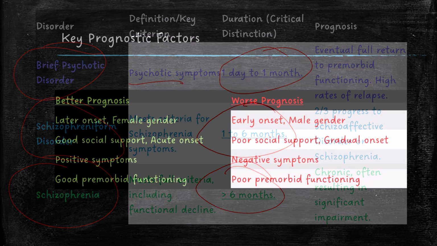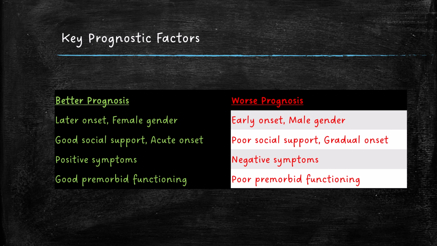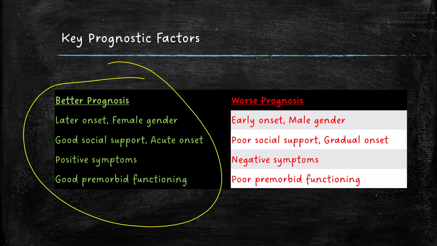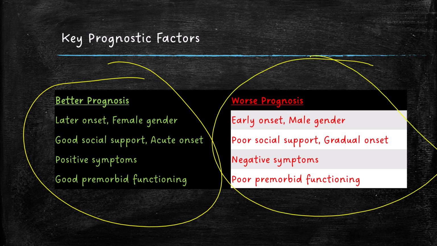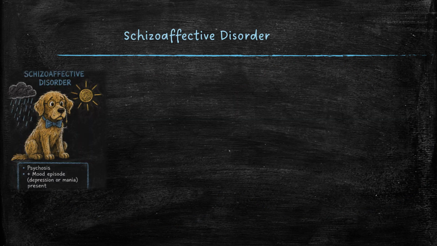I get a question on what makes someone's prognosis better or worse, so I do recommend you read through this list. For a better prognosis, there is going to be a later onset, female gender, good social support, acute onset, positive symptoms, and good premorbid functioning. Whereas worse prognosis is the opposite. That is going to be an earlier onset, male gender, poor social support, gradual onset, negative symptoms, and poor premorbid functioning.